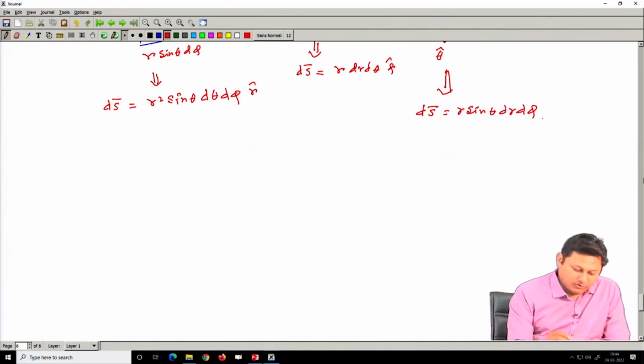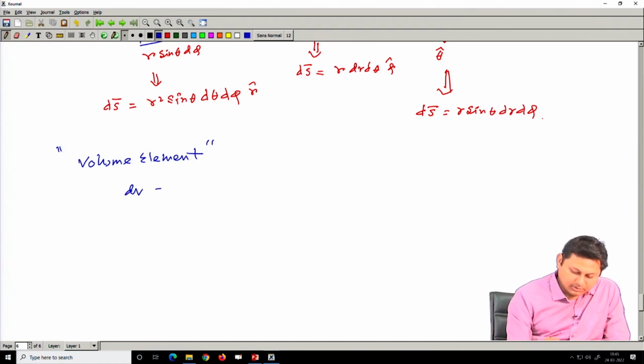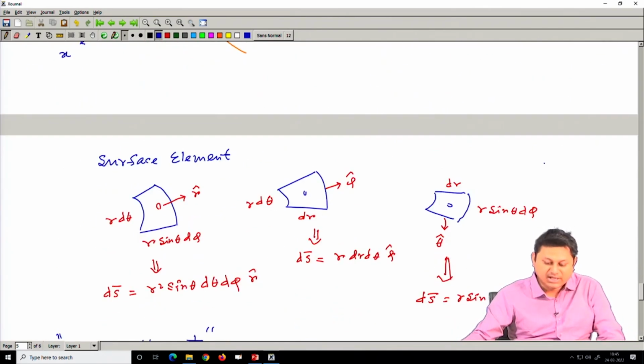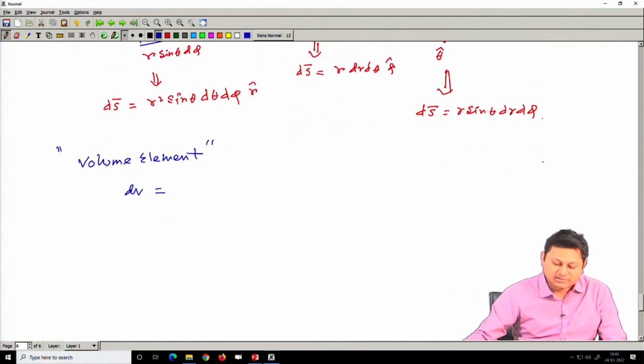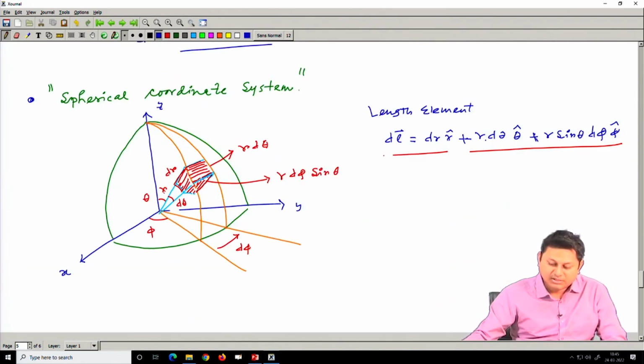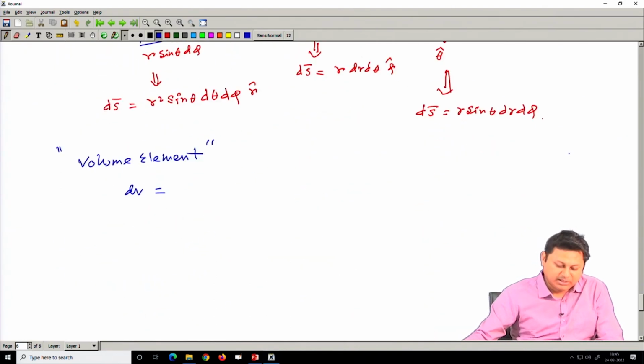Now the volume element is straightforward. The volume element is dV, and I have all the line elements along different directions. I just multiply all together, like we have in the Cartesian coordinate system, where volume is dx dy dz. Here I have dr in place of dx, I have r d theta in place of dy, and I have r sin theta d phi in place of dz. So I just simply multiply all these things.